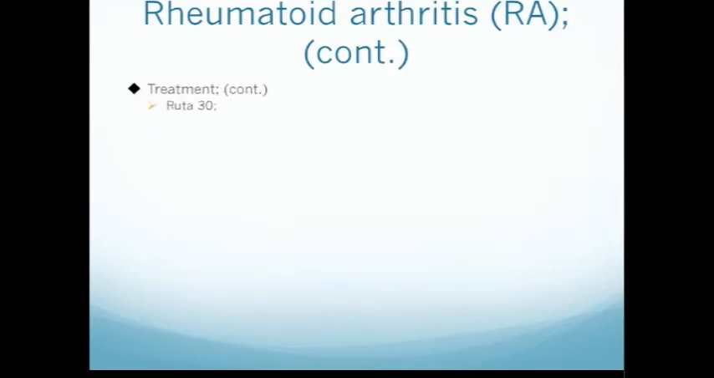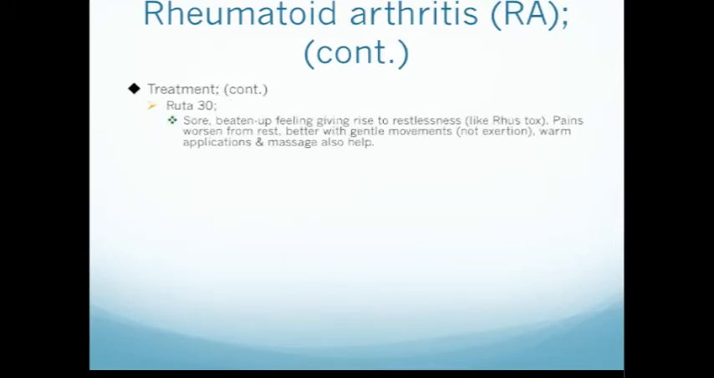30 is used to treat arthritis with a sore, beaten up feeling, giving rise to restlessness like Rhus tox. The pains worsen with rest, but are better with gentle movements, but not exertion. Warm application and massage also help.